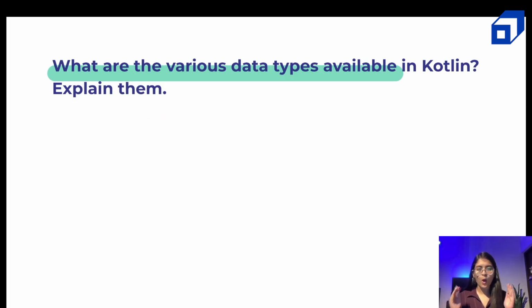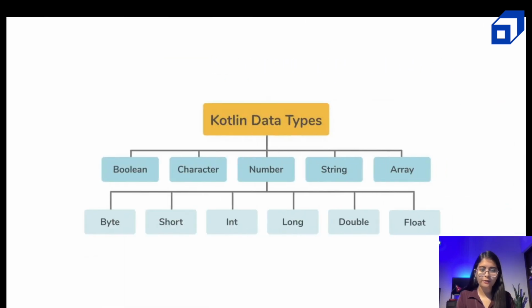If you are already from a tech background, you are a software engineer, or you have learned any programming language, maybe Java or C++, you will be able to answer this question very fluently, because the data types available in Kotlin are very similar to those in any other object-oriented programming language, right? So boolean, character, number, string, and array, these are the main 5 data types in Kotlin. It's very much the same as in any other programming language, right?